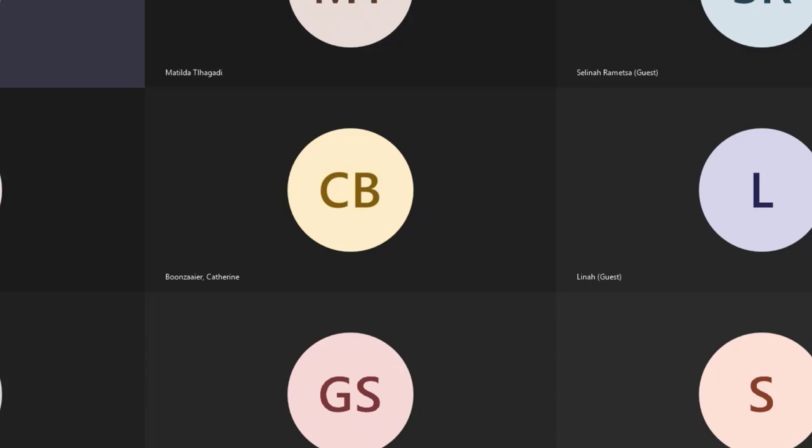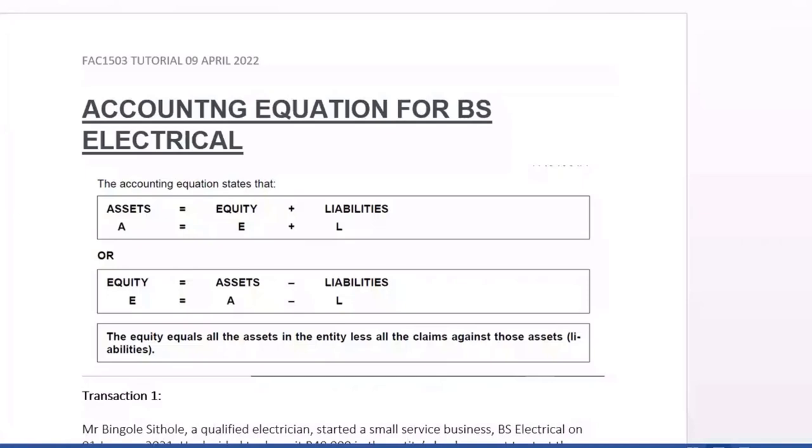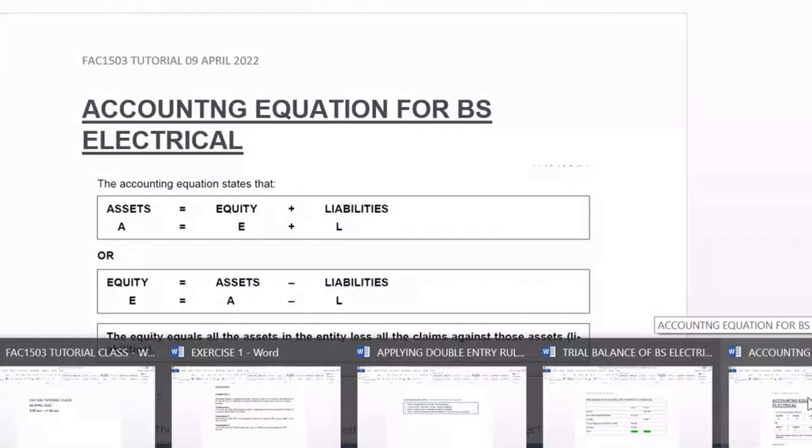I see a comment here. Noreen, this is where I am stuck now. Okay, so the accounting equation, let me just share that. I want us to go through this accounting equation together. Let me share this, and I want you to fully understand.